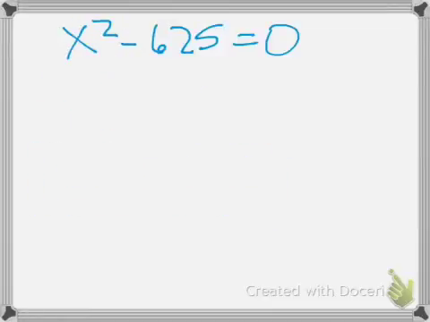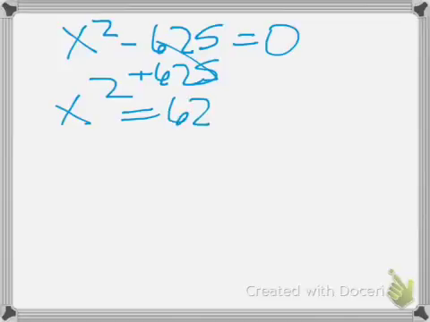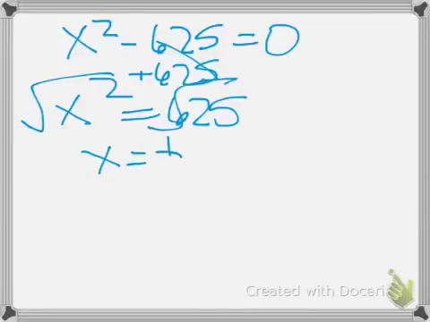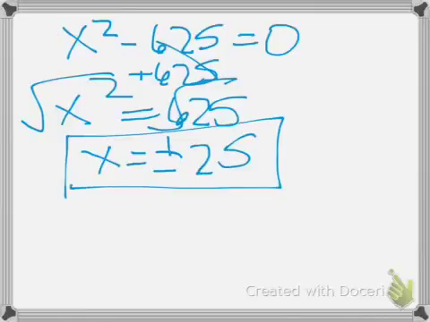For our next one, we add 625 to cancel it out. So x squared is equal to 625. And the square root of 625 is 25. So if you take the square root, it becomes x equal to plus or minus the square root of 25. So that's our answer. It can be written as that, or you can write it out as x is equal to 25 and x is equal to negative 25.